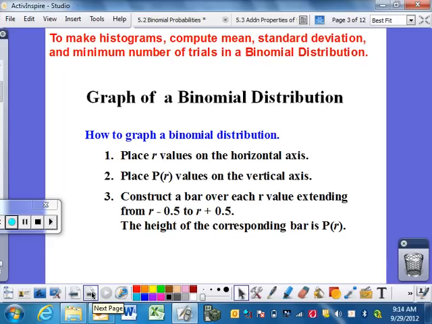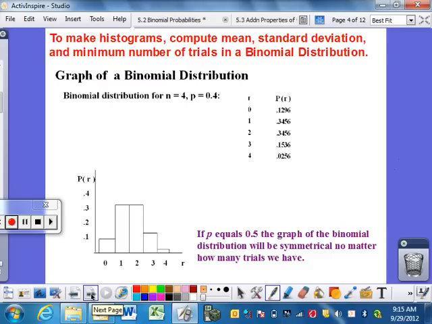relative frequency histogram, where we did the percentages or probabilities on the y-axis. So the r values are going to be your horizontal axis, the probabilities are going to be your vertical. It says construct the bars so that it's halfway between, and I'll show you that in a second, and the height corresponds to the probability. So if you look at your binomial table and you find n is 4 and the probability is 40%, you're going to find that you have these 5 possibilities in that table.